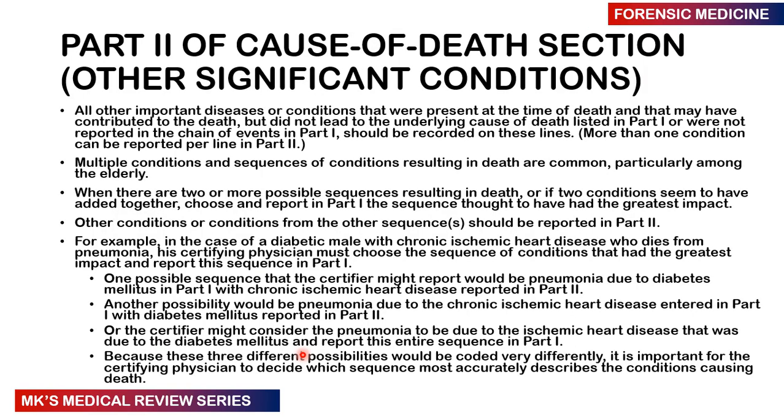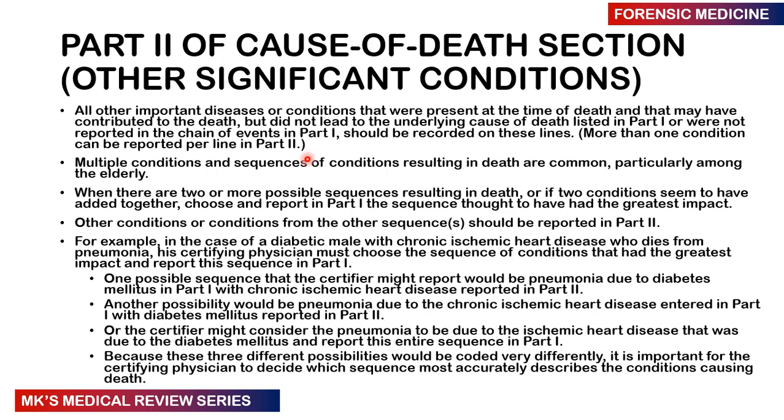So what about part 2? Part 2 of the cause of death section is these other significant conditions that may not have necessarily contributed to the person dying directly, but have had some impact on this person's life. So other important diseases or conditions that were present at the time of death that may have contributed to the death, but did not lead to the underlying cause of death in part 1, we can put in part 2. Sometimes multiple conditions can be put in one line, and a sequence of conditions resulting in death is quite common. This is very common in adults. You may get someone dying from one thing, and they may have a bunch of other conditions also present.